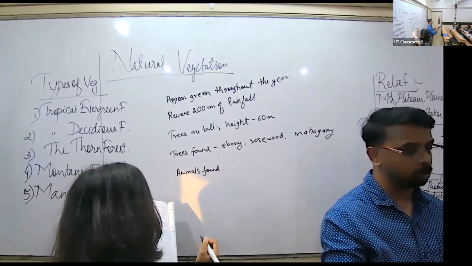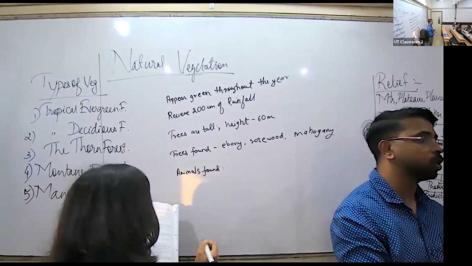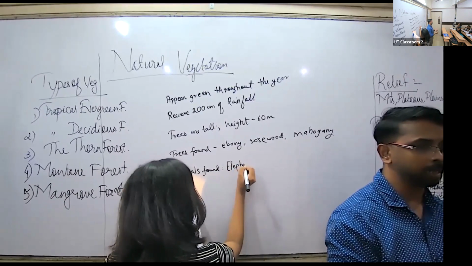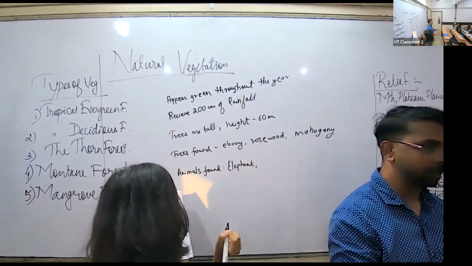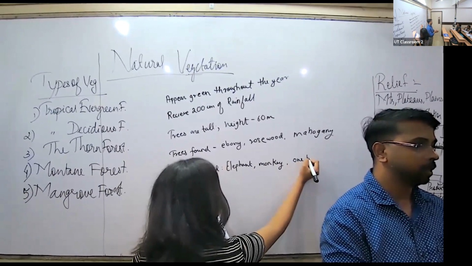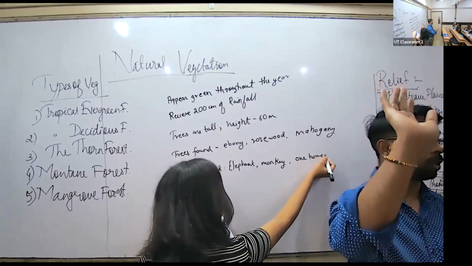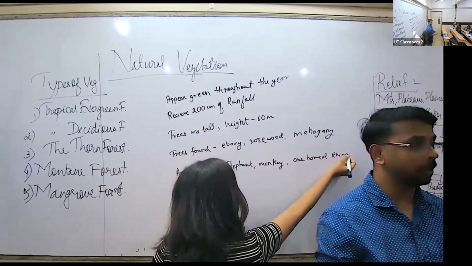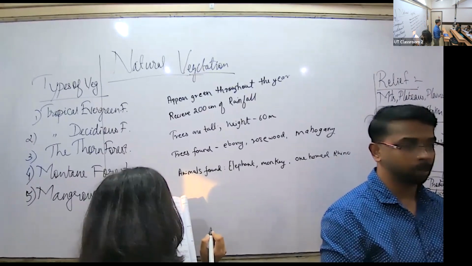Why? As altitude increases, what decreases? Temperature decreases, and what increases? Atmospheric pressure increases. So automatically vegetation, plant life, and human life changes. Correct? The people who are living at high altitudes, their lifestyle is totally different from the people who are living at low altitudes. Okay. Then the last one we have is the word mangroves.